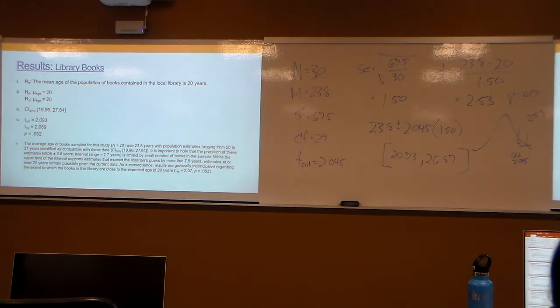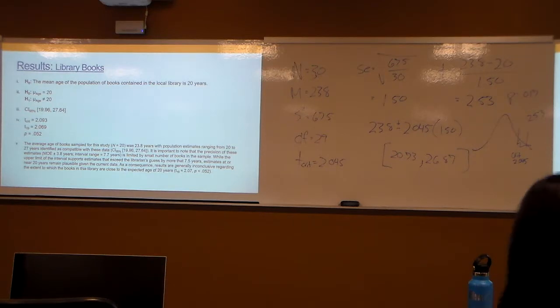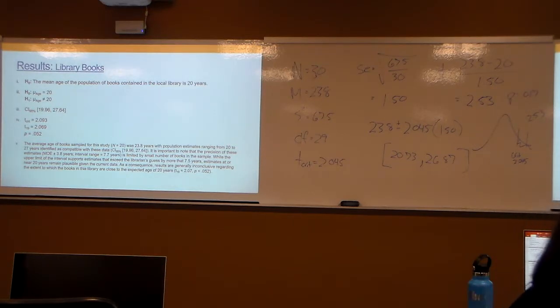Margin of error, 3.8 years, the range of the interval, limited by the number of books in the sample, while the upper limit of the interval supports estimates that exceed librarians' guess by more than 7.5 years. Estimates at or near 20 years remain plausible given current data. As a consequence, results are generally inconclusive regarding the extent to which books in this library are close to the expected range of 20 years.